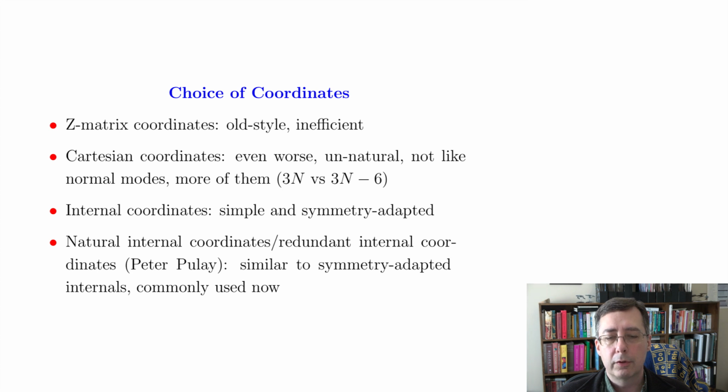What one wants to do is use some kind of internal coordinates, either simple internal coordinates like different bond stretches and different bond angles or torsional angles, or symmetry adapted combinations of simple internal coordinates. And there are various definitions of these: natural internal coordinates, redundant internal coordinates. These are all much more effective than trying Cartesians or z-matrices.